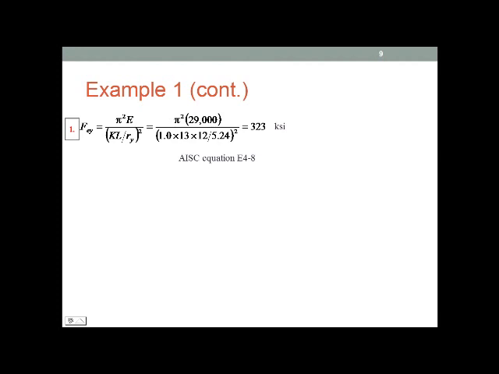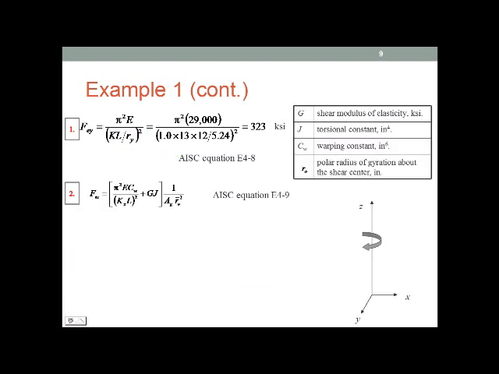Step 1. Calculate Fey using equation E4-8 found in the AISC specifications. Now if you substitute for the unknowns, you'll get Fey equal to 323 ksi. Fey is the resistance to flexural buckling.